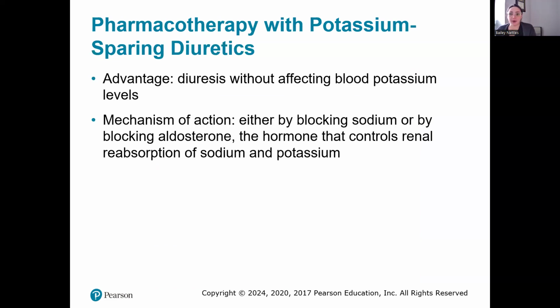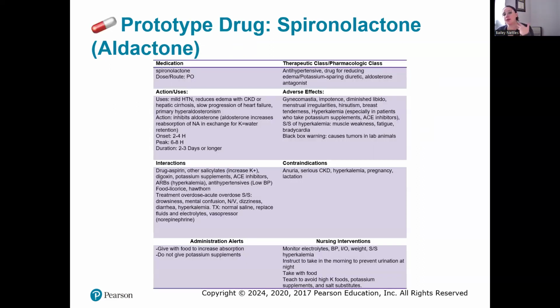Potassium sparing. So this does not affect the lowering of potassium. All right. It either blocks aldosterone or sodium. And aldosterone we'll talk about in the next slide. So spironolactone is the most common potassium sparing diuretic. It's used for mild high blood pressure, reduces edema with CKD and hepatic cirrhosis, slows progression of heart failure, and is used for primary hyperaldosteronism.